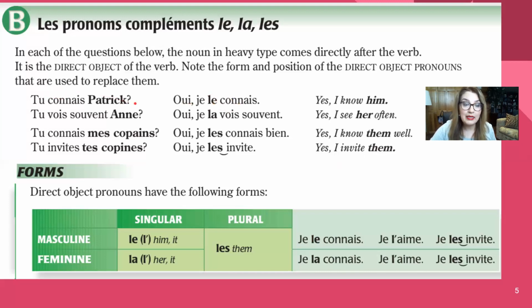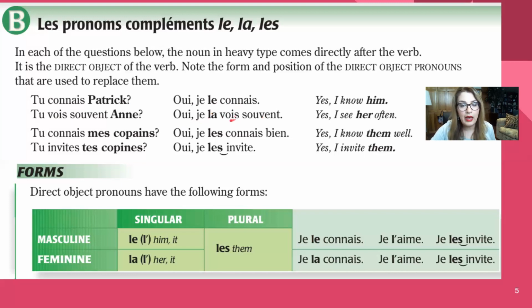Tu connais Patrick? Do you know Patrick? Yes, I know him. Oui, je le connais. Tu vois souvent Anne? Anne is a feminine singular noun, so we replace it with la. Tu vois souvent Anne, and why do we do this? To avoid repetition and sometimes to shorten the sentence. Tu vois souvent Anne? Do you see Anne often? Oui, je la vois souvent.